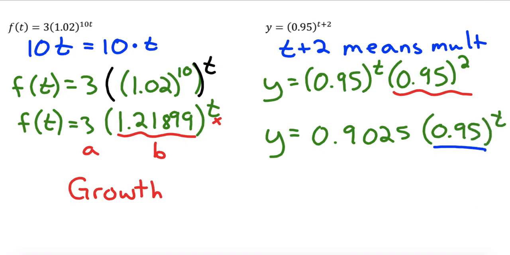Looking at what's inside our parentheses, it's less than 1, so we know we have decay. This is just going to be one of those things where you're going to have to keep practicing and practicing because it goes back to the properties of exponents, and now we have to use them backwards.